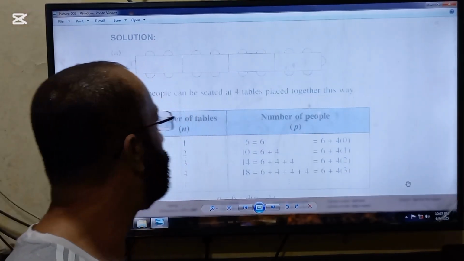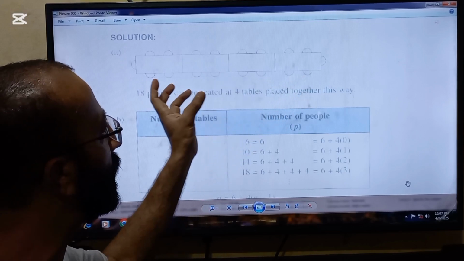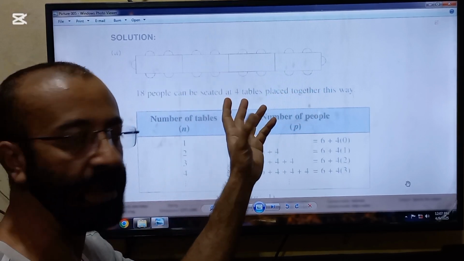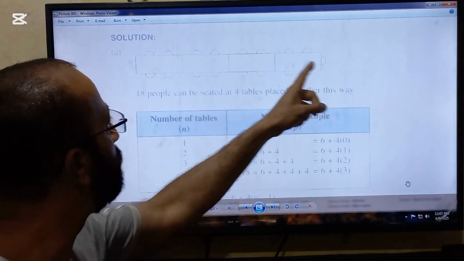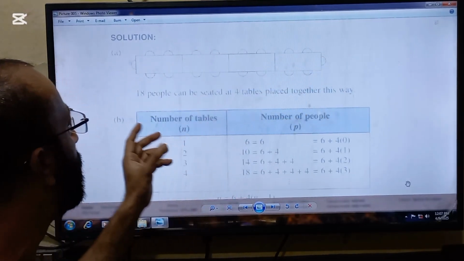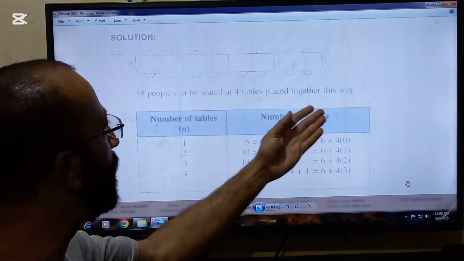So here is the solution. First part is, in this way 4 tables will be joined together, and the number of people will be seated. On the longer side 2 people will sit, and on the shorter side 1 person will sit. So 18 people can be seated at 4 tables placed together in this way.